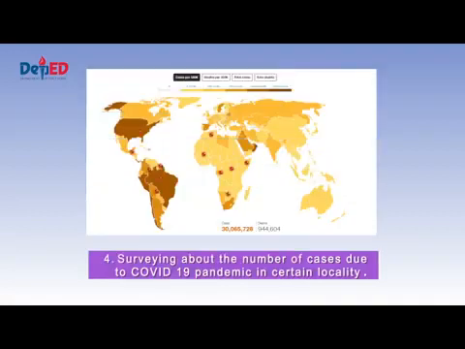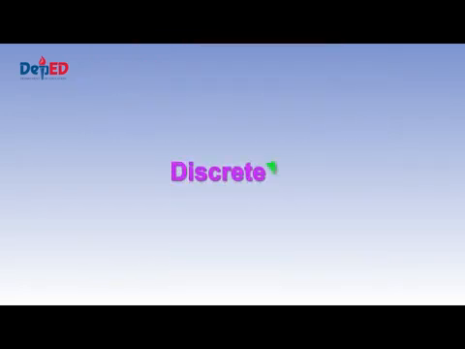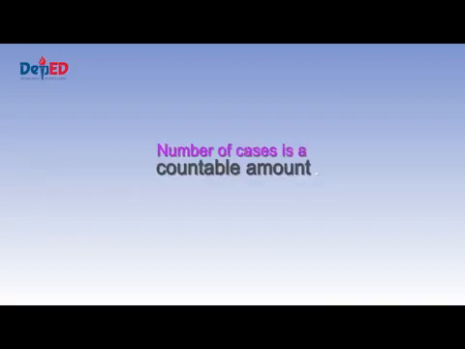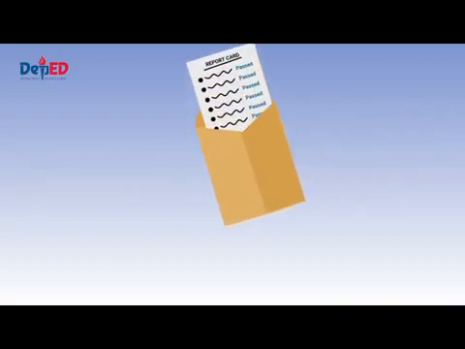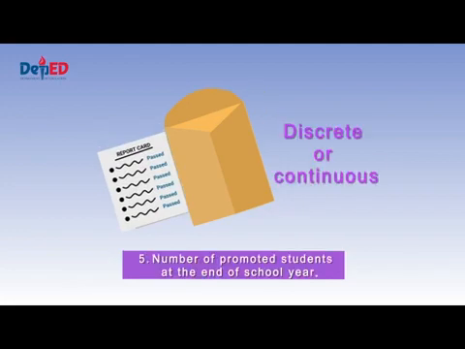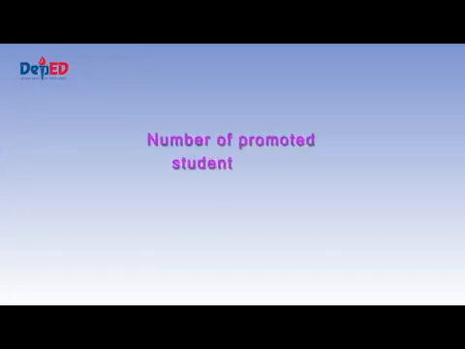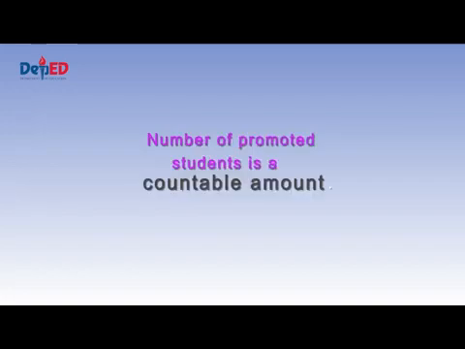Let's go to our fourth item, surveying about the number of cases due to the COVID-19 pandemic in a certain locality. If your answer is discrete, then your answer is correct. The number of cases is a countable amount. Item number 5. The number of promoted students at the end of the school year. Is it discrete or continuous? If your answer is discrete, then your answer is correct. The number of promoted students is a countable amount.